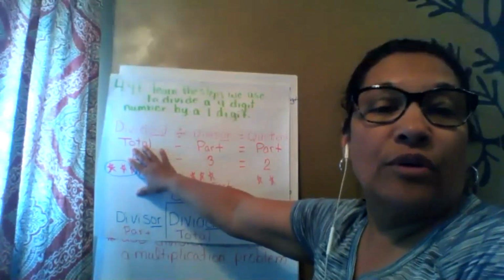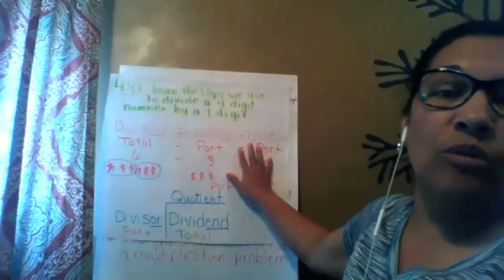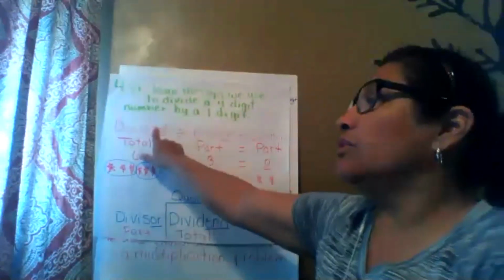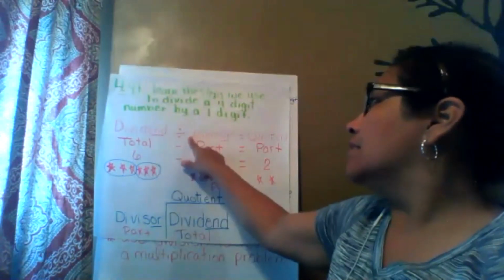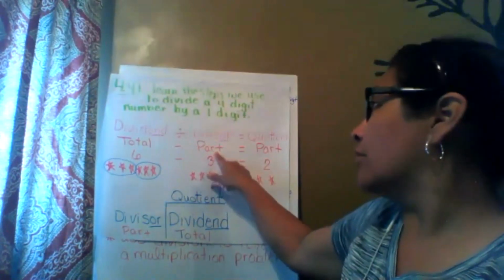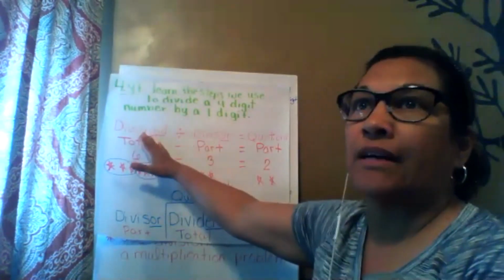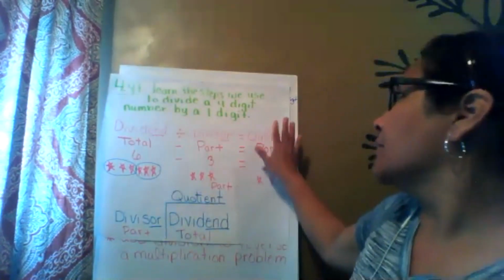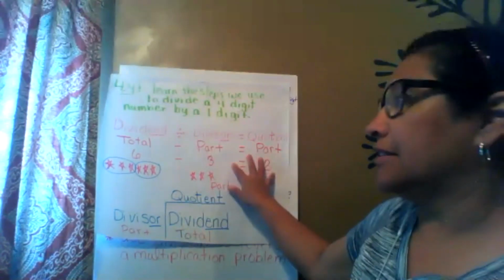We also have vocabulary words: dividend, divisor, and quotient. Dividend would be your total number, the big number. Divisor is part of it. You would get part of the answer, the part that's going to go into your dividend, I'm sorry. And then you have your quotient, which is another part.